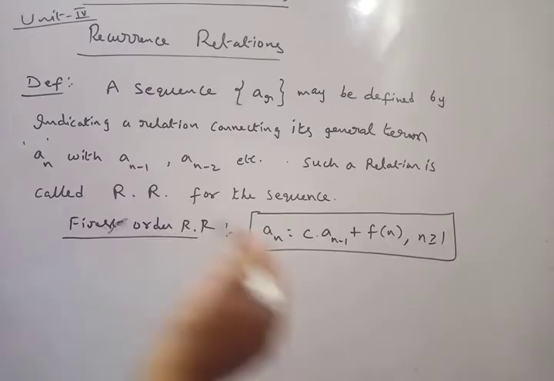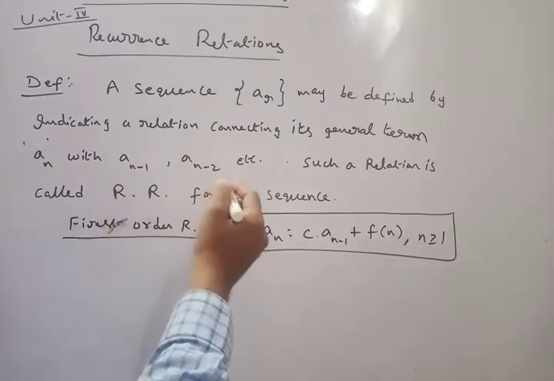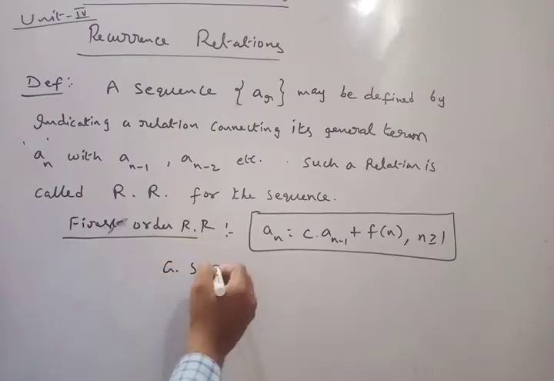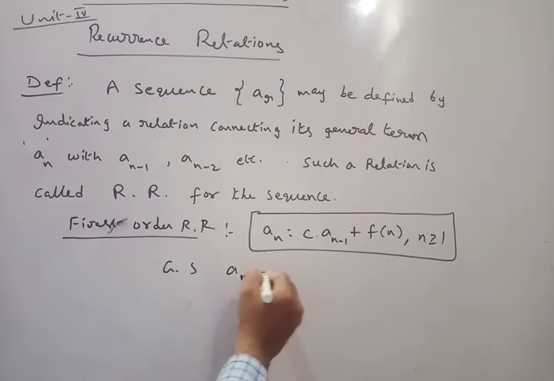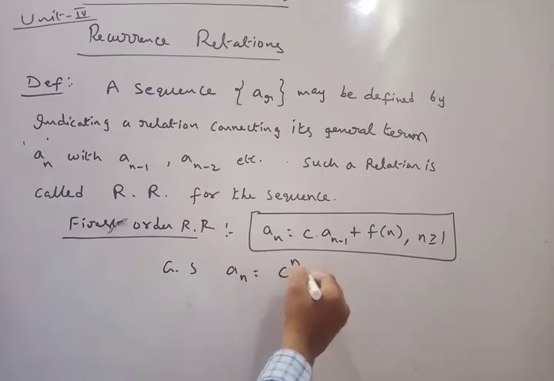Then what will be its general solution? What do we have to find here? We have to find a_n. So the general solution is a_n = c^n a_0. General solution is what?